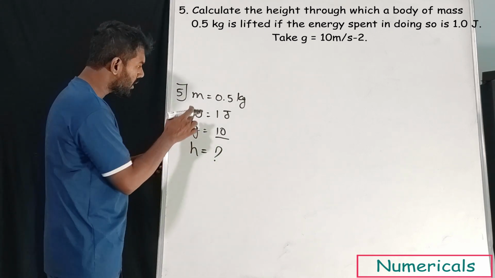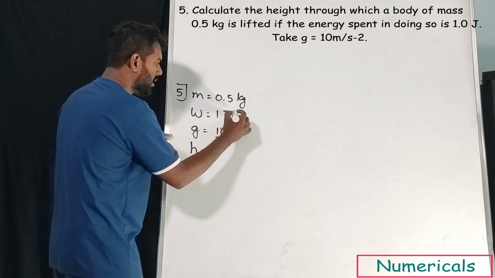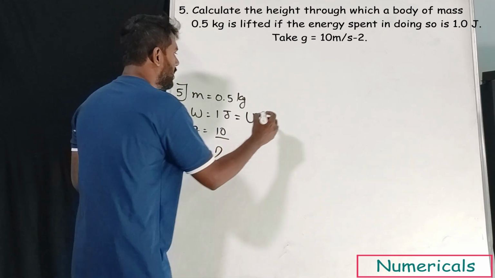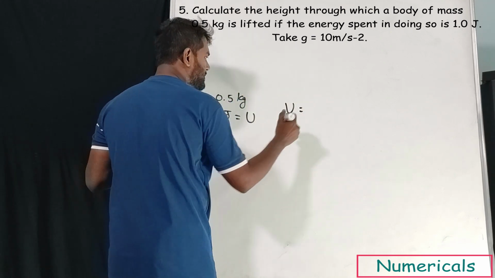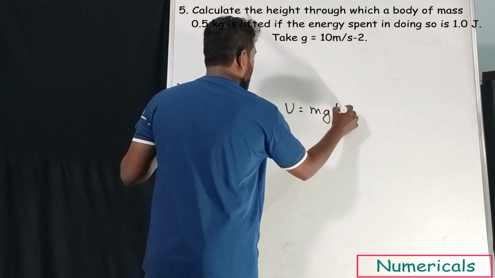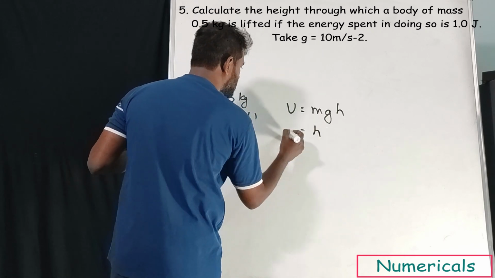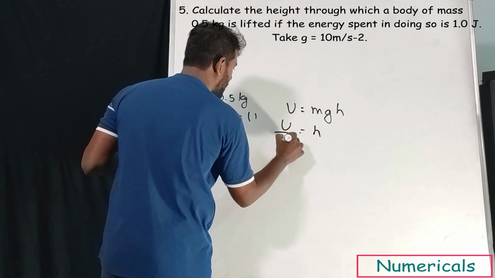Now all these things are given, so W is nothing but U only. Now we have to calculate h. U is equal to, potential energy is equal to mgh. We have to calculate h, so we'll move mg to that side, h this side, here U divided by mg.